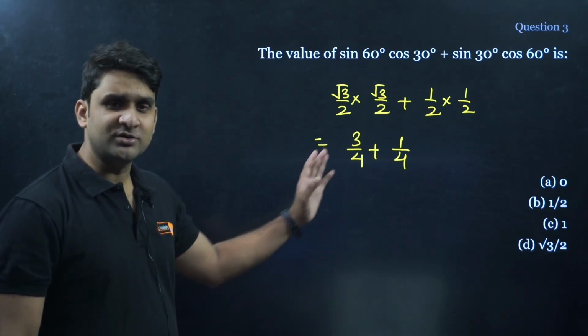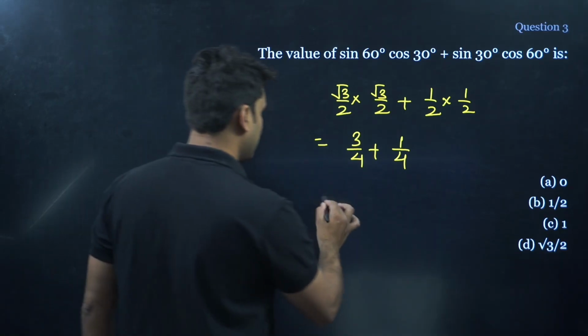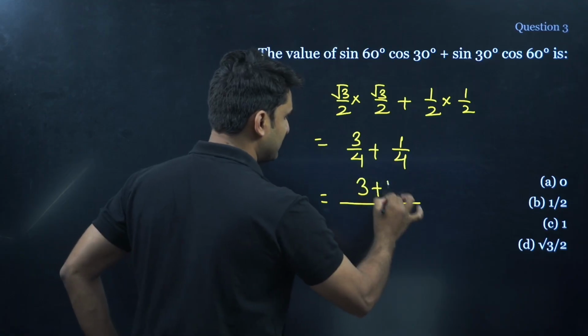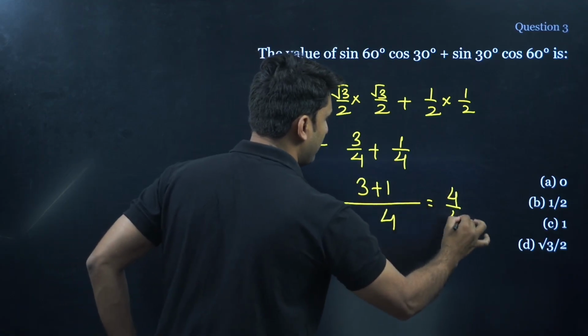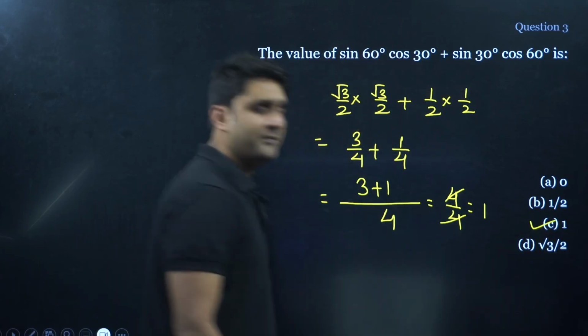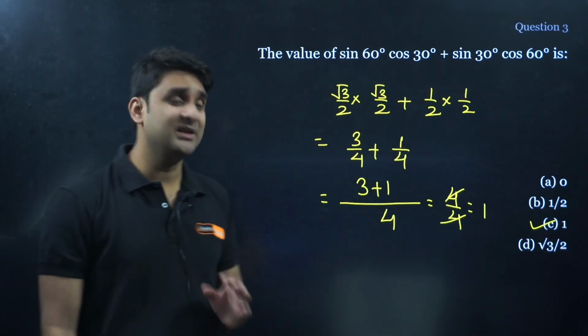Now we have two fractions and both the fractions are getting added. So on taking LCM, 4 will come, and here we have 3 plus 1, and 3 plus 1 will be 4. 4 by 4 is equal to 1. Answer will be option number C. A very easy question. This is really easy.